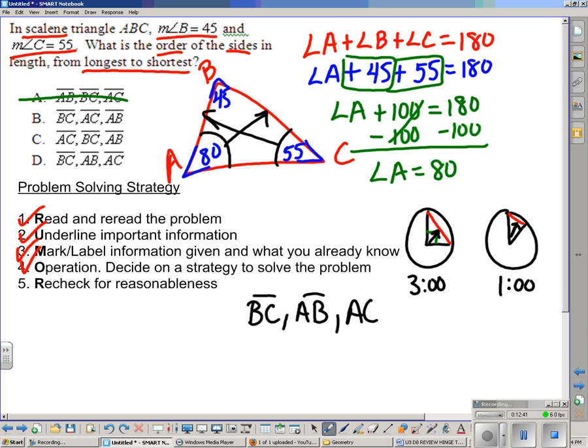Okay, choice B starts off with BC, so that's good. And then the next side after BC is AC. I have AB, so that does not match up. Therefore, that can't be the answer. If you take a look at side AC, it is opposite angle 45. Angle 45 is the smallest angle. So therefore, AC should be the smallest side. So it shouldn't be the middle side. It should be the very last side. So we can go ahead and eliminate choice B.